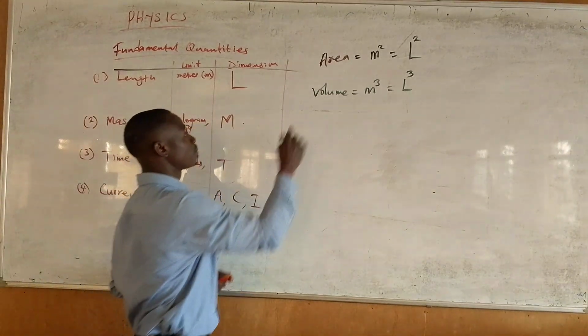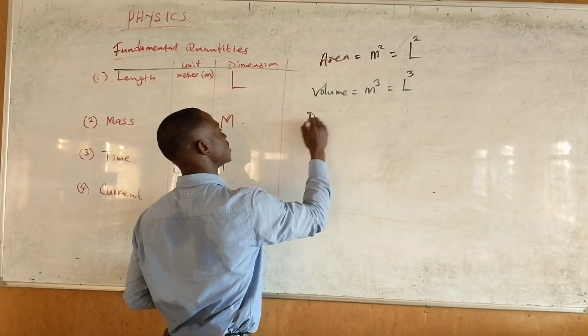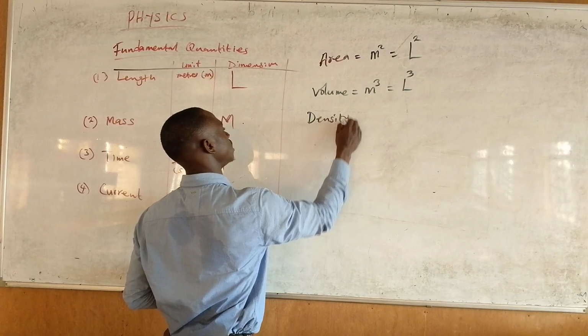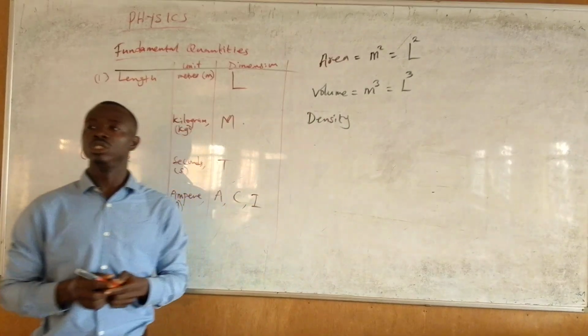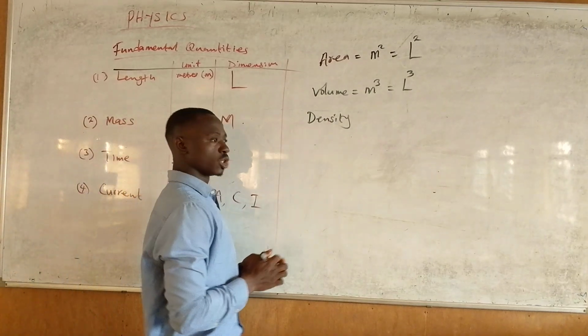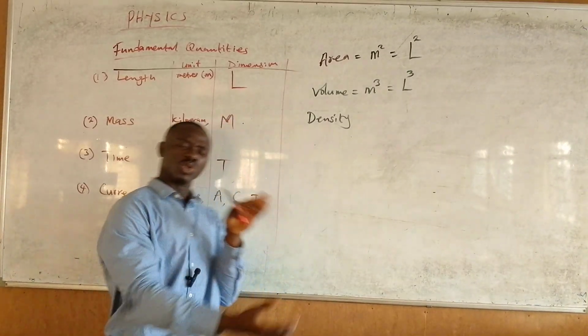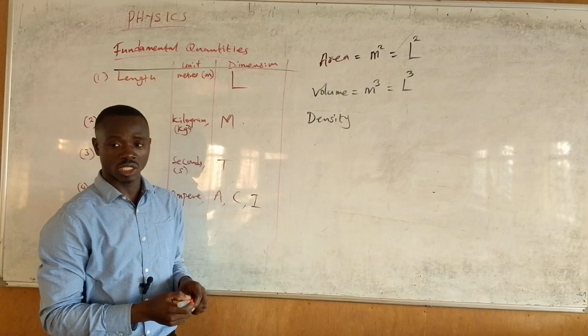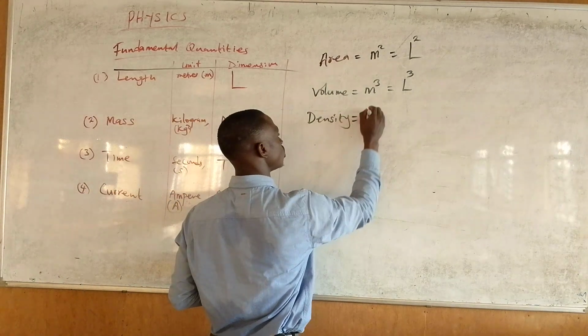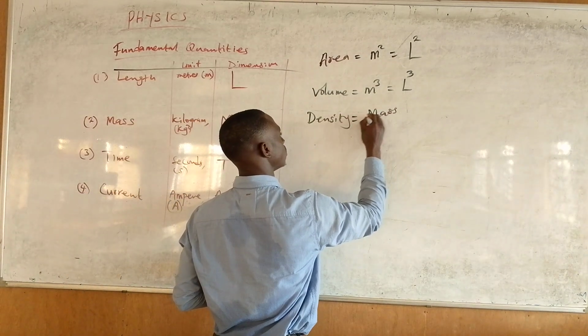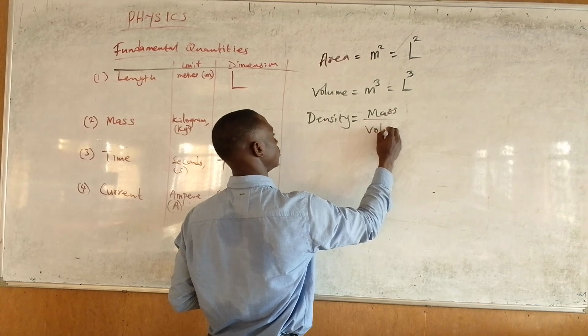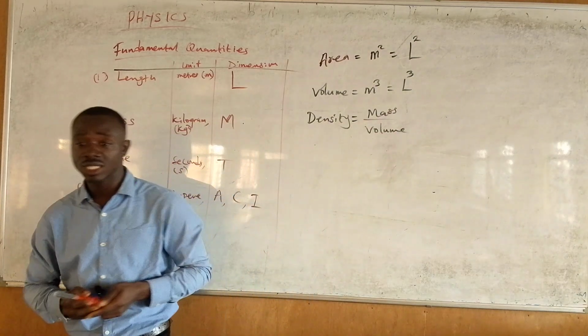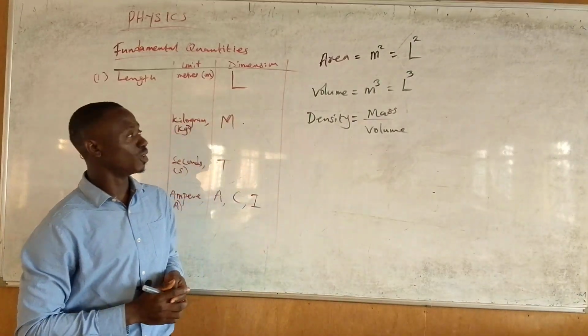Then what's the dimension for density? Now here, we have to know the formula for density so that you'll be able to break it down until you reach the fundamental quantities. So what is density? Density is equal to mass over what? Good. You got it. Over volume. So we have mass over volume.